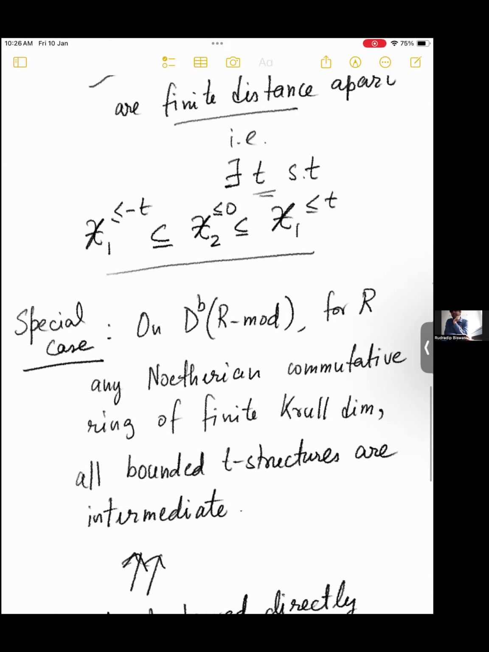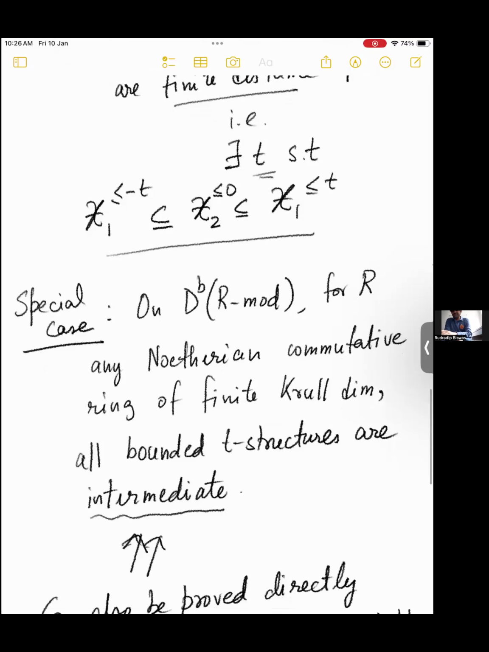let's say of finite Krull dimension, then on dBr mod, all bounded T structures are equivalent. In other words, all bounded T structures are equivalent to the standard T structure. In other words, all bounded T structures are intermediate. I have to maybe check whether intermediate means exactly finite distance from the standard T structure or distance one from the standard. I think it means finite distance from the standard T structure. So this is actually a very neat result to have.